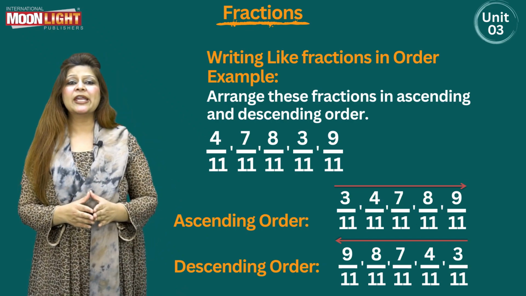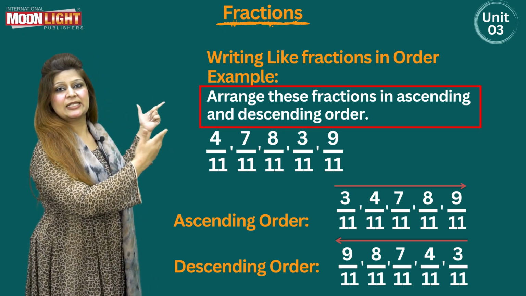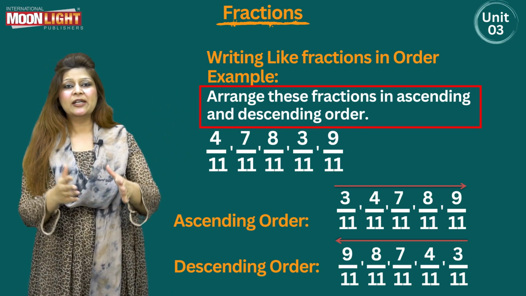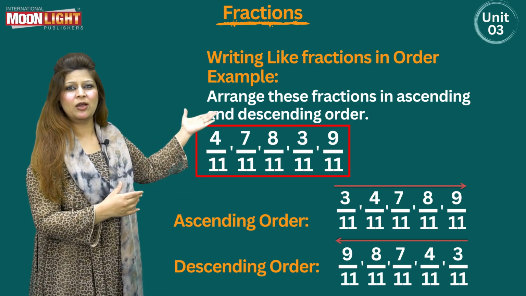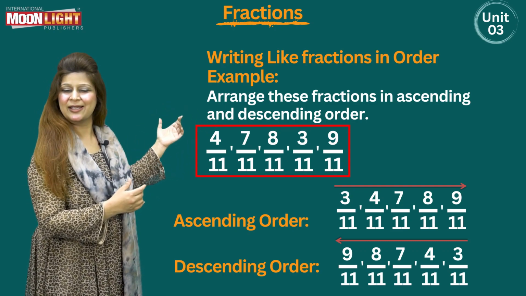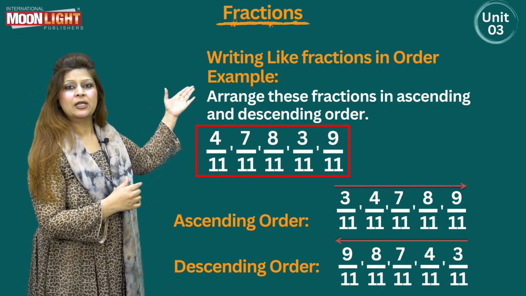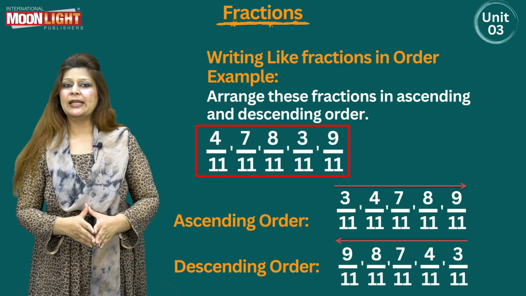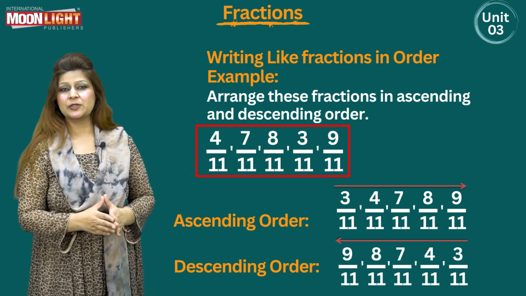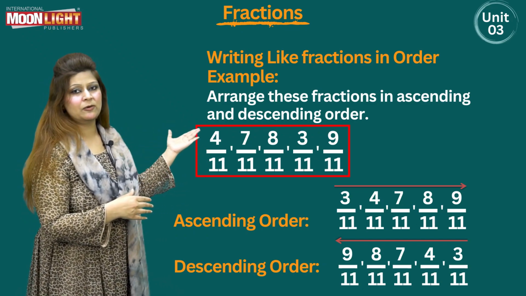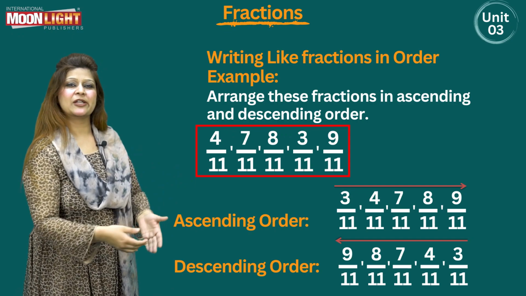The statement of the example is: arrange these fractions in ascending and descending order. And the fractions are over here. These are like fractions. You can check that all of these fractions have the same denominators. So 4 by 11, 7 by 11, 8 by 11, 3 by 11, 9 by 11. These all are like fractions, and you can see that commas are over here as well, which means these are all separate fractions.